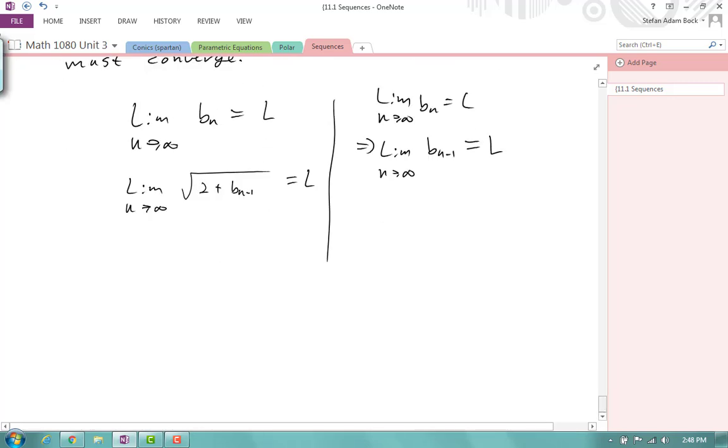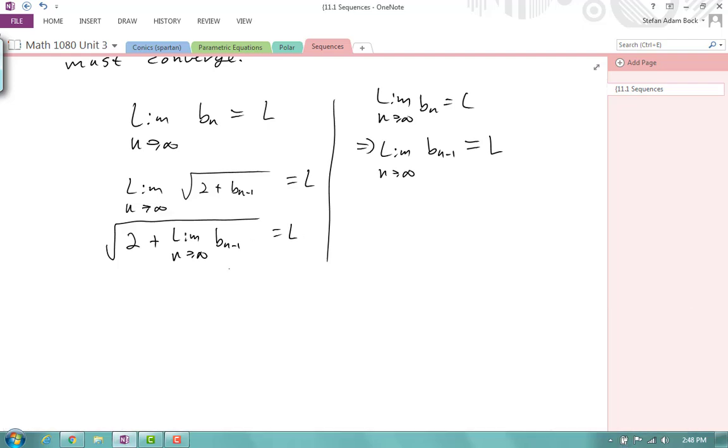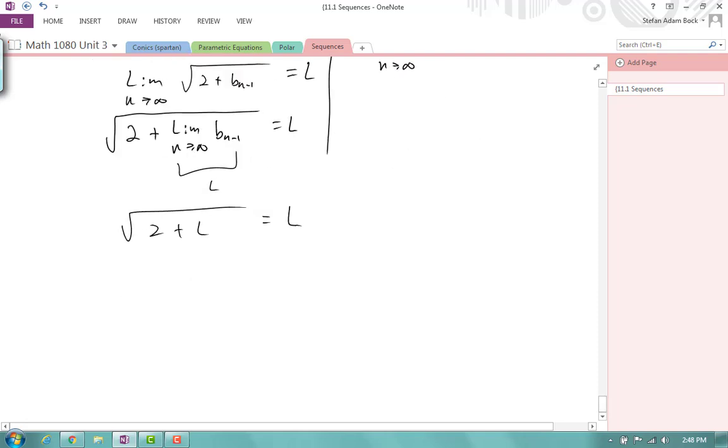So this means if I take this in here, I can move the limit to the inside of the square root. The limit of a constant is constant. So I have the limit as n goes to infinity of b sub n minus 1 right in here. That's equal to L. But so is this. So I now have an equation, the square root of 2 plus L must be equal to L itself. And I can solve this.